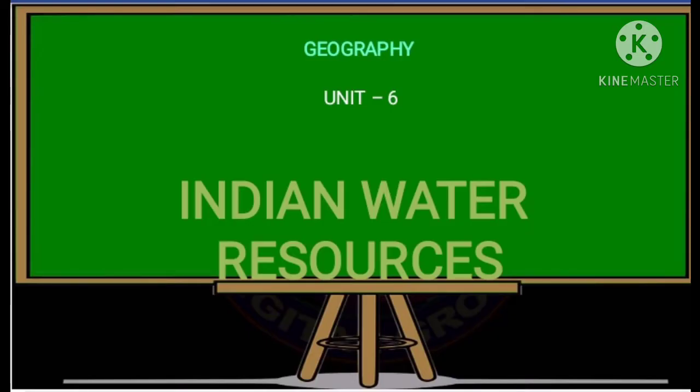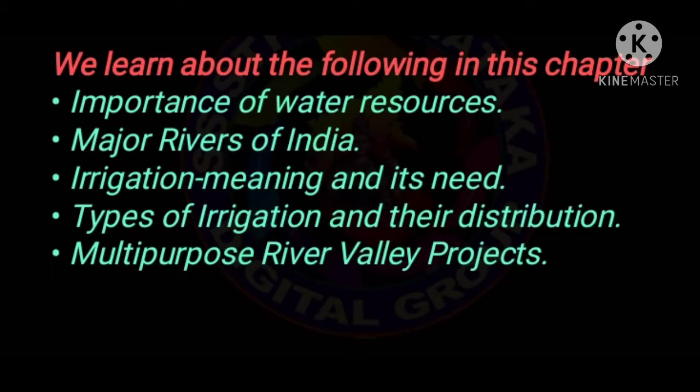Today we will take up the 6th unit from geography, that is Indian water resources. The important points that we are going to discuss in this chapter are importance of water resources, major rivers of India, meaning of irrigation and its need, types of irrigation and their distribution, multi-purpose river valley projects. Okay children, we learn in detail with the help of a video.